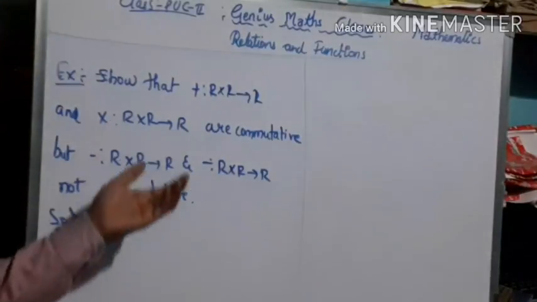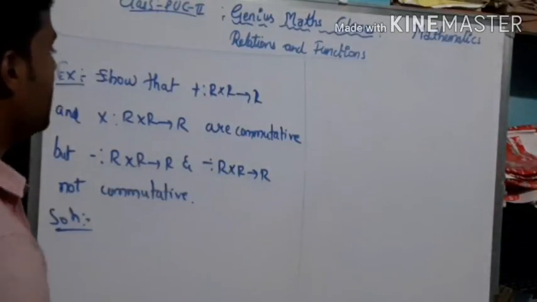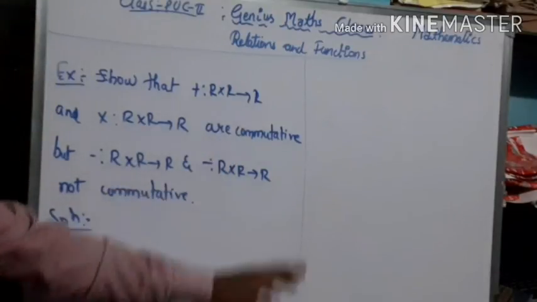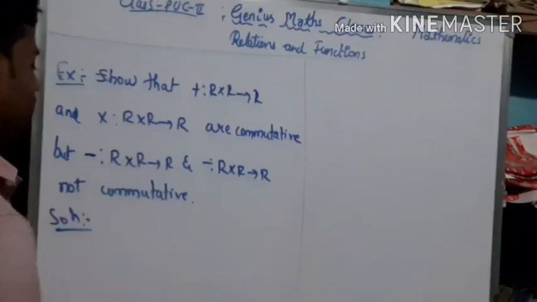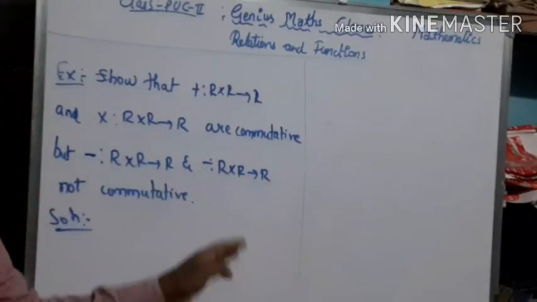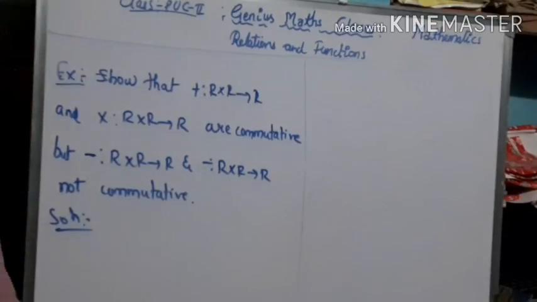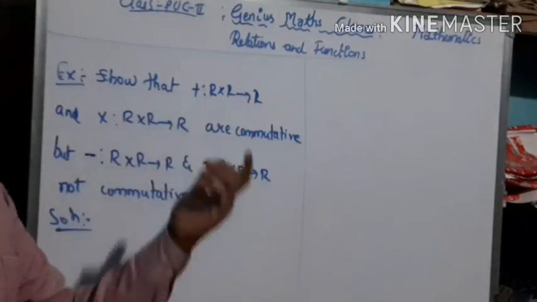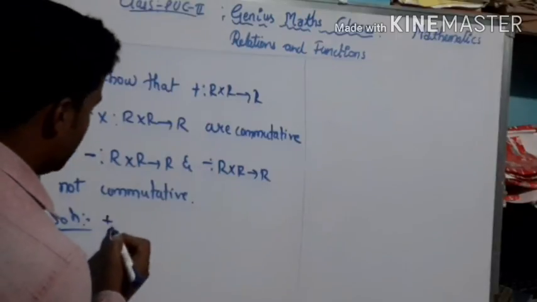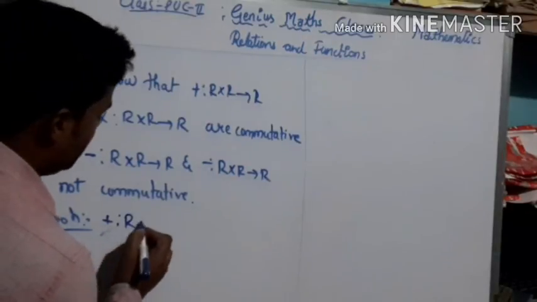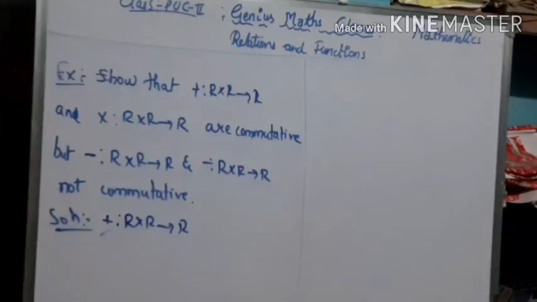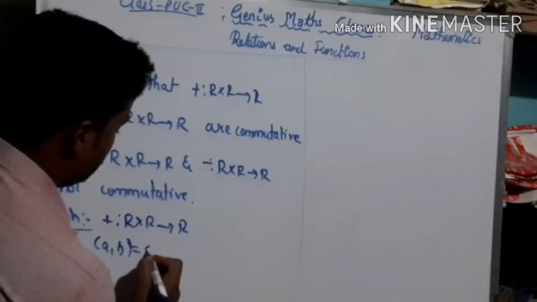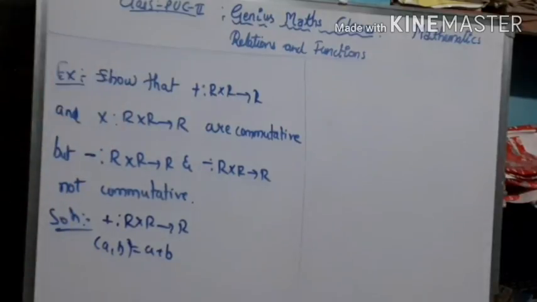Let me solve a simple example on the commutative property: plus and multiplication on R are commutative, whereas subtraction and division are not commutative. Okay, so why are plus and multiplication commutative? Plus on R cross R to R, I am defining this as plus of A comma B equal to A plus B.